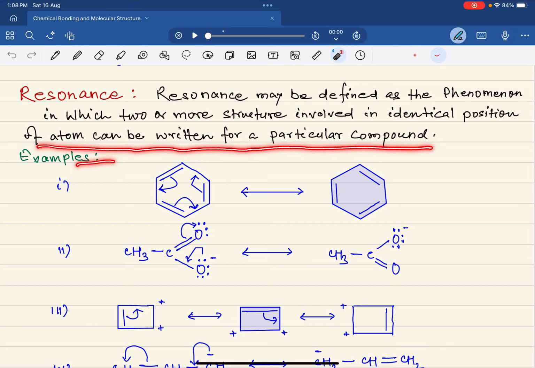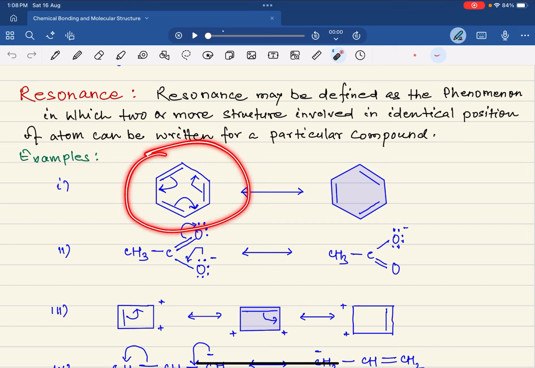For example, in the benzene ring, in this ring alternate single and double bonds and delocalization of pi electrons, the movement of pi electron one position right or left. This structure indicates the pi electrons are not localized, pi electrons are delocalized.